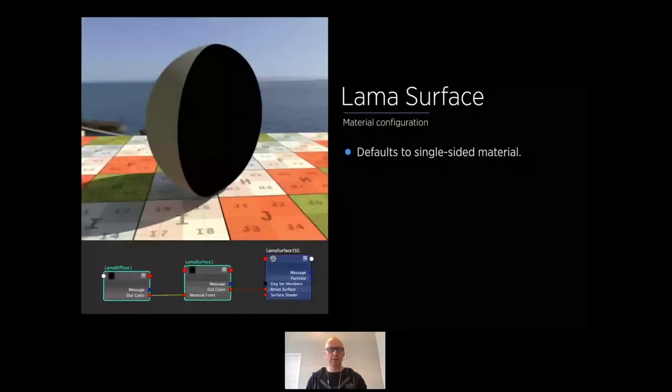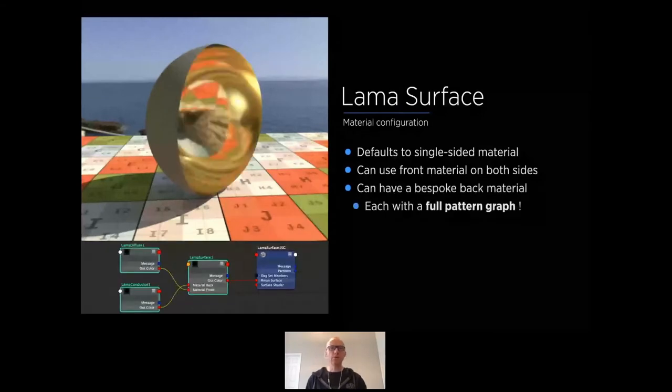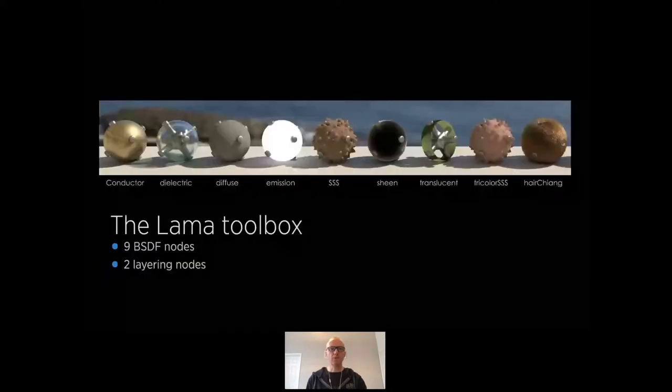By default, we have a single-sided material. In this case, the number of sides is set to 1, and a simple diffuse node is connected to the front material plug. Now, if I set the number of sides to 2, the same diffuse material will be used by the backside as well. But I can also connect a different lobe to the back material plug. In this case, it is just a conductor node, but you can, of course, have a full graph on each side.